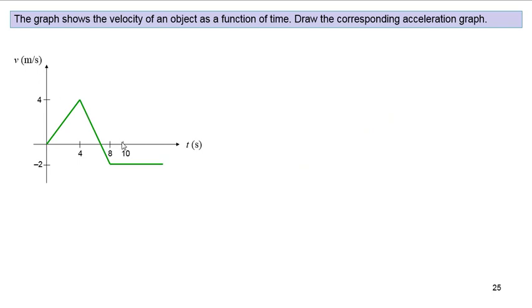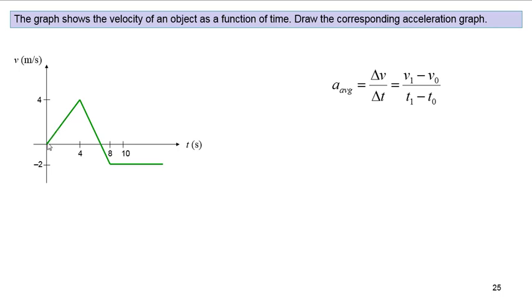So here's a velocity versus time graph, and based on this velocity versus time graph, I want you to try to draw me an acceleration versus time graph, knowing that the acceleration is the slope of this graph. So press pause and take some time to work through it. As I said, we're going to be calculating slopes. Let's break this into pieces.